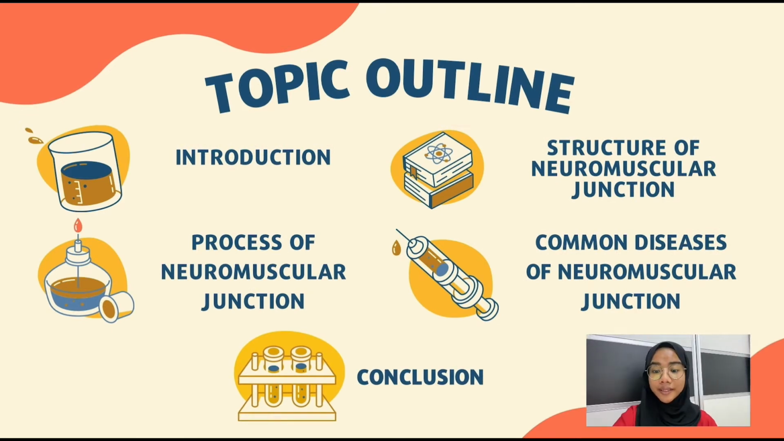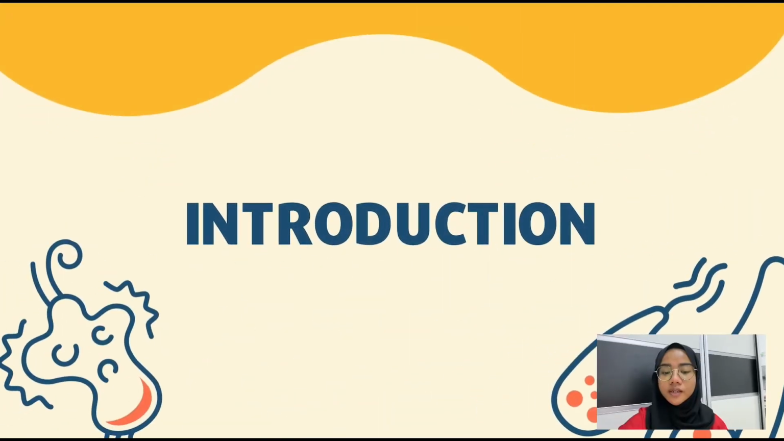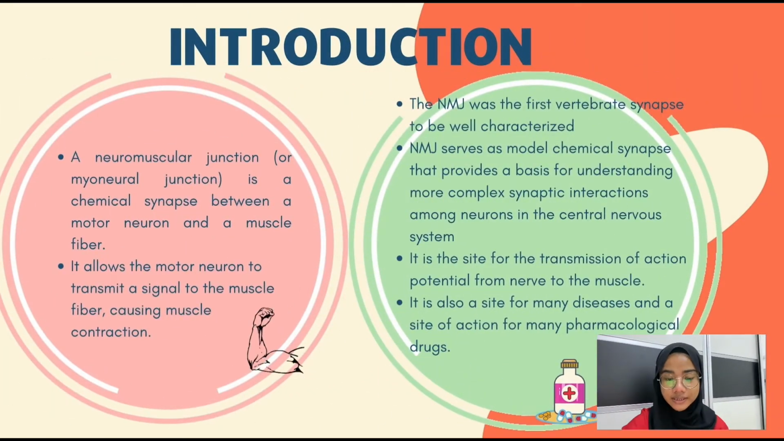So the topics outlined that we cover in this presentation are, first, the introduction, and then the structure of neuromuscular junctions, the process of neuromuscular junctions, common diseases of neuromuscular junctions, and also the conclusion. Right now, I will cover the introduction of the neuromuscular junction.